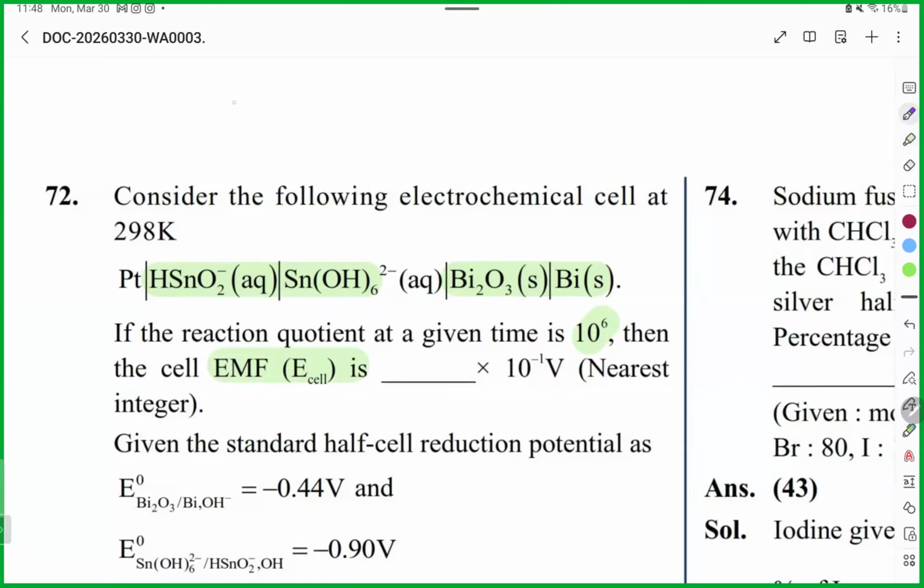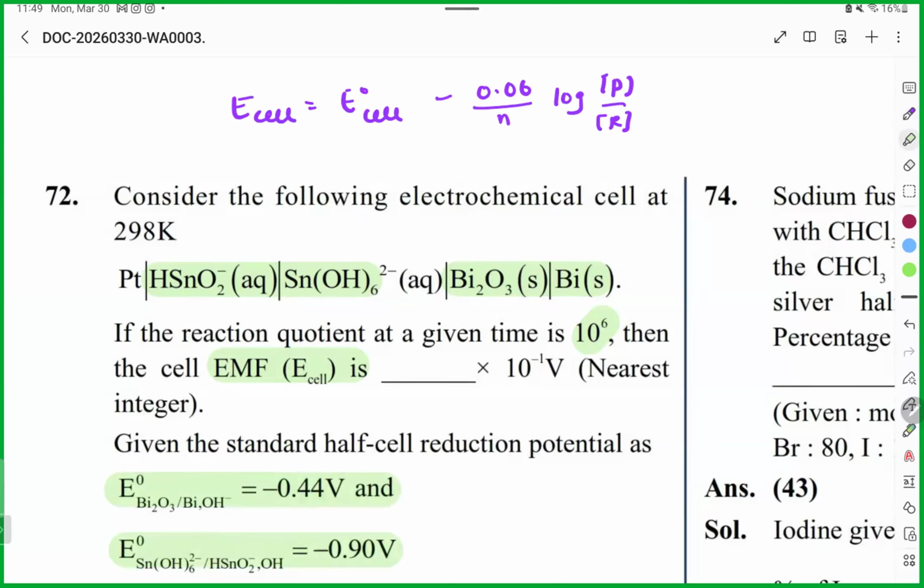You know, EMF of this cell is equal to E naught cell minus 0.06 by n log product by reactant, right? Not cathode. Correct. Standard this is given, standard this is given. You know, the value is always positive. So first we will find E naught cell, E naught cell by using this.